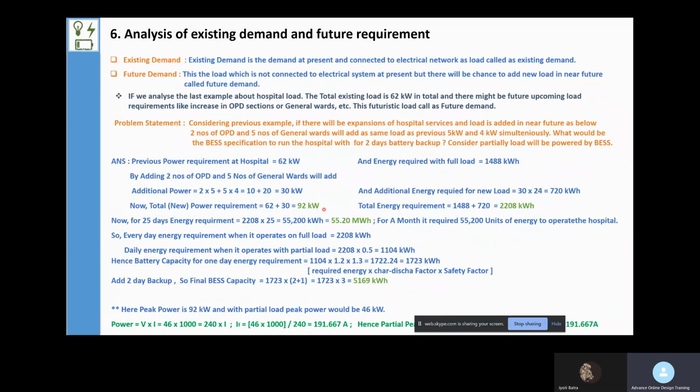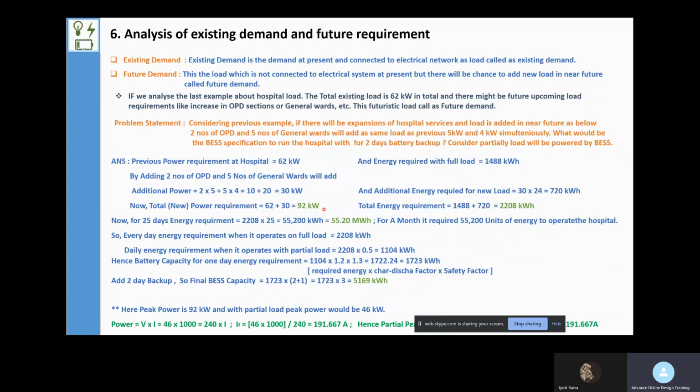Yes, yes. That you called a future demand. Future demand. So to understand this point more visibly, we'll take the below example. If you analyze the last example about the hospital, this is an extension of that example as well.